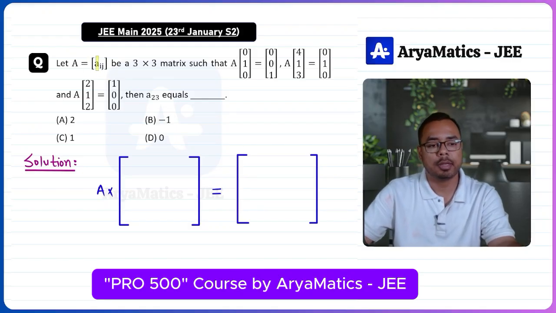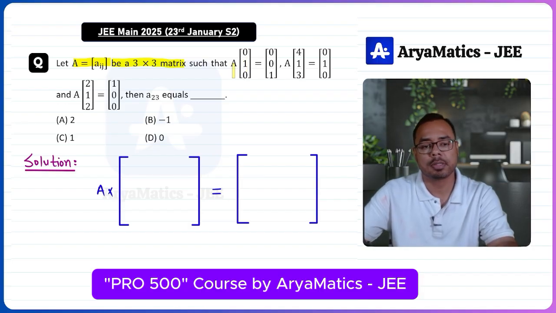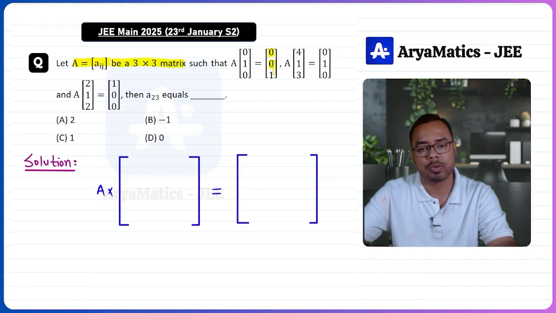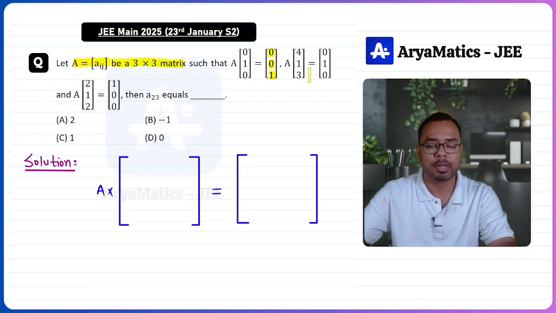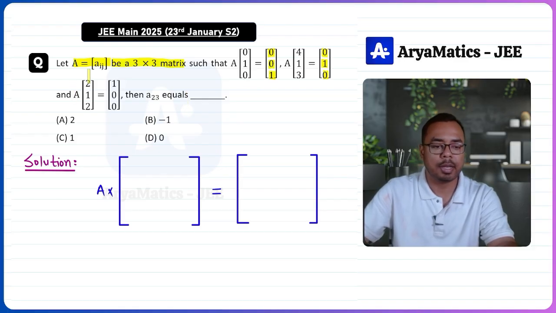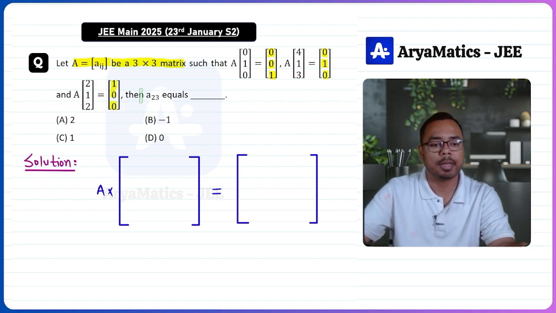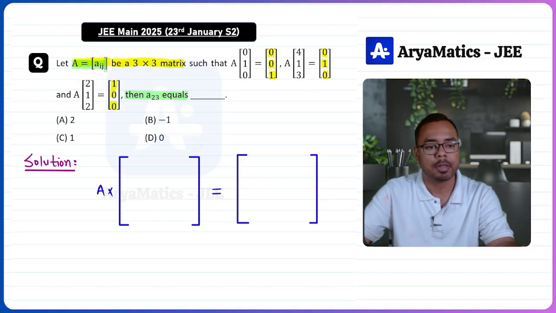Let capital A represent a 3 cross 3 matrix such that it satisfies these three equations. A into this column vector (0, 1, 0) is (0, 0, 1). Similarly, A into another column vector (4, 1, 3) is (0, 1, 0). And finally, A into this column matrix (2, 1, 2) is (1, 0, 0). Then we have to find the element of second row, third column for this matrix A.